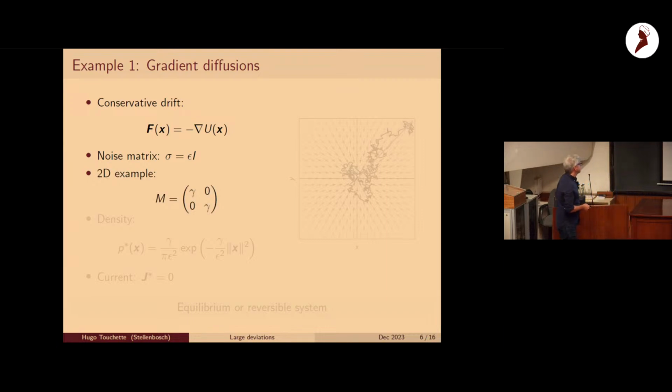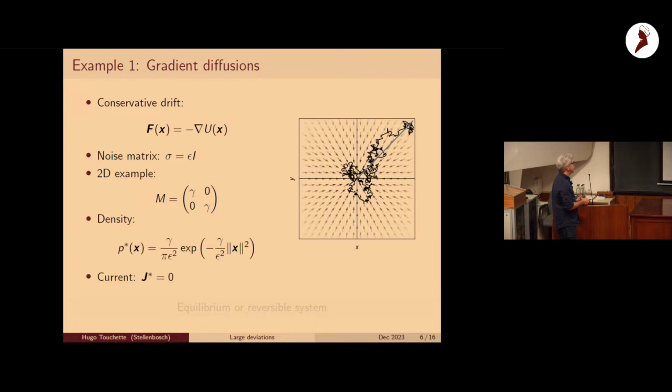Then in the case of a linear example, for instance in 2 dimensions, you can take the drift matrix to be diagonal. It doesn't have to have the same coefficients in the diagonal, but in the simplest case, you can take the same constant. And so this will be a kind of friction coefficient. If you do the calculation, you find the Gaussian state, so it's isotropic because I'm choosing the same gamma in the 2 directions. And then the current in this case is 0.